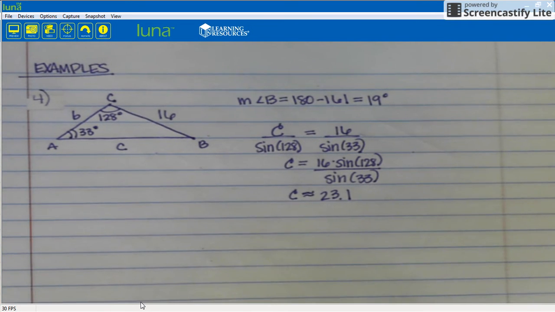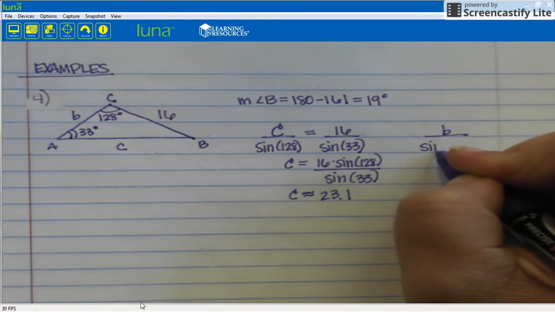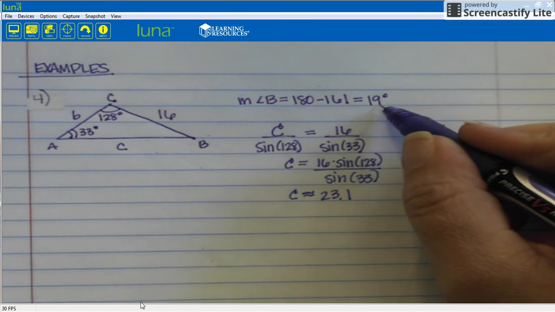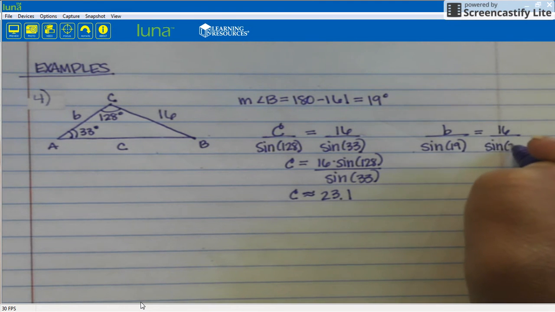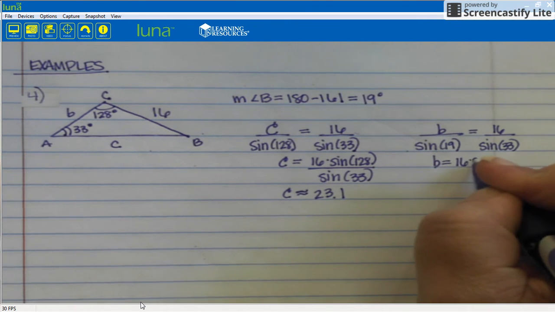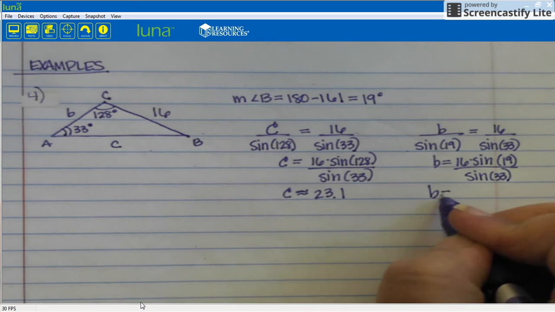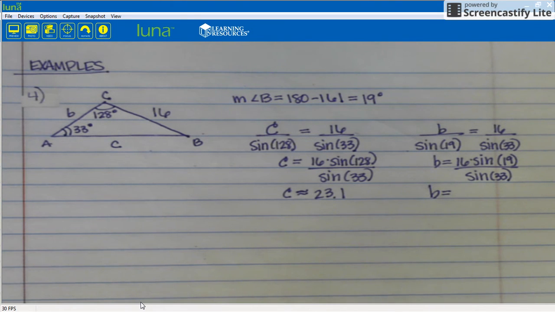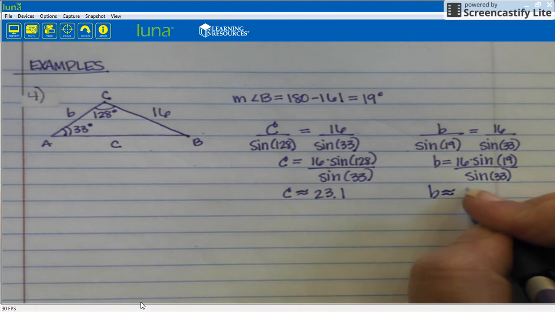And then in a similar setup, I will solve for b. So I have little b over the sine of 19, in this case, because that's what we found angle B to be, is equal to 16 over the sine of 33. So I have b is equal to 16 times the sine of 19 divided by the sine of 33, and b is going to be approximately equal to 9.6.